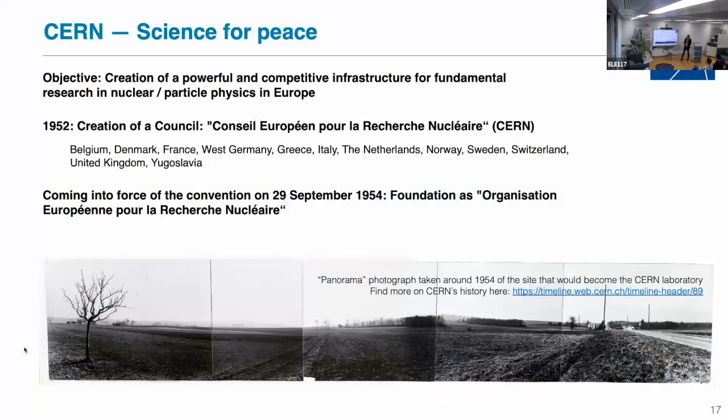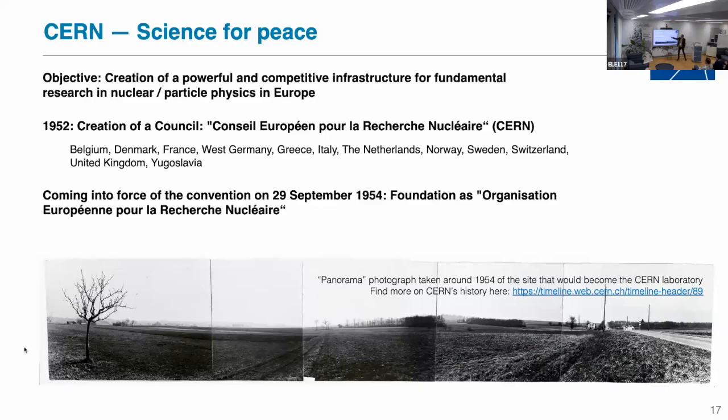I wanted to give you a quick glimpse, very short, of CERN history. Europe was in ruins after the Second World War, and the objective was to create a powerful and competitive infrastructure for fundamental research in nuclear and particle physics. Nuclear and particle physics at that time, in the 50s, of course, was the big thing. And in fact, CERN got a lot of help from American physicists at the time. Oppenheimer and Isidor Rabi played a decisive role in the creation of CERN, because they had all learned quantum physics in Europe, and they wanted to restart physics in Europe.